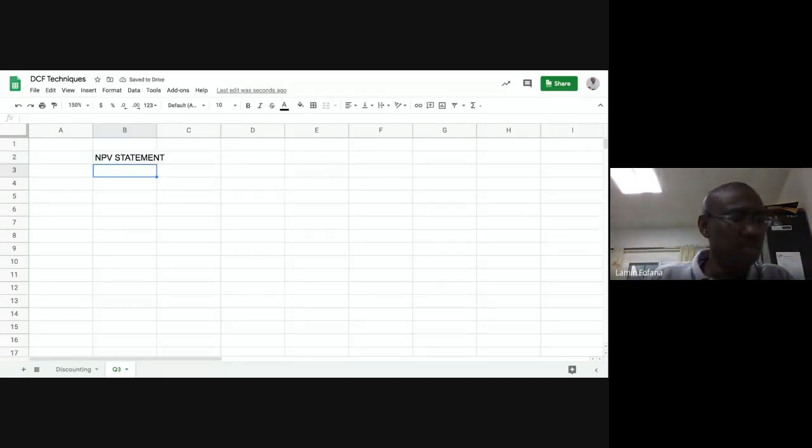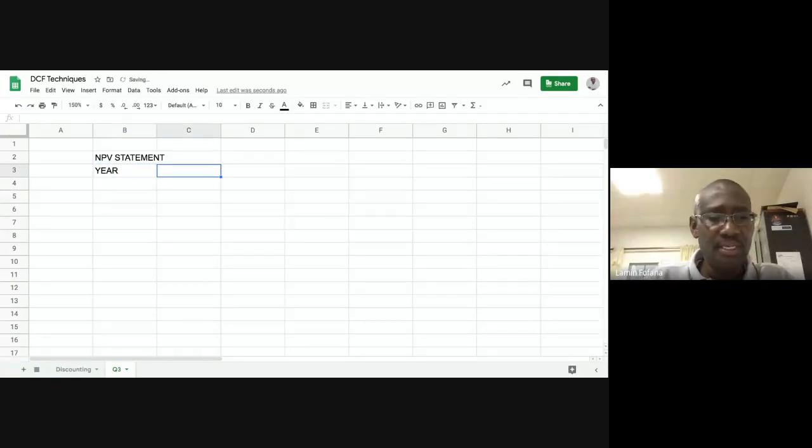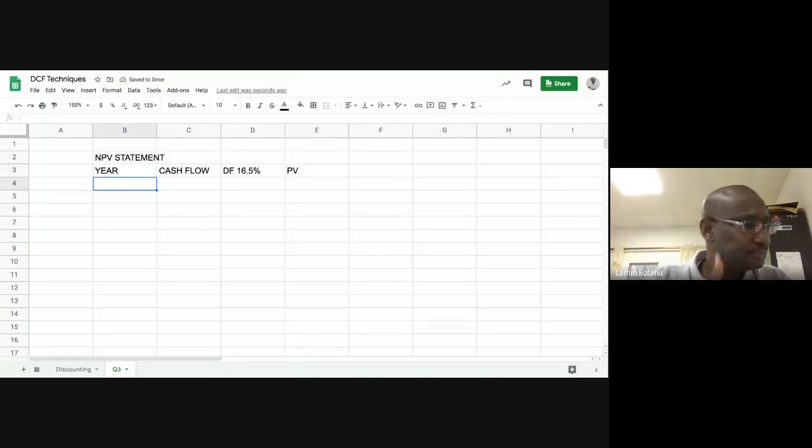Okay, so the first one is year, second one is cash flow, then we have DF, discount factor, at 16.5%. Then we have PV, our present value. Okay. So the years are 0.